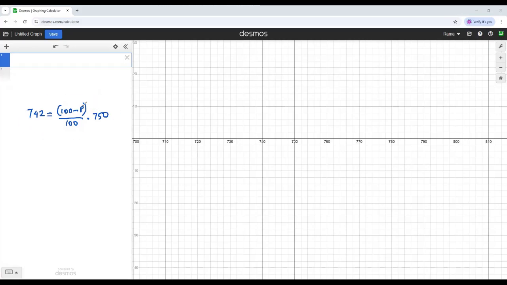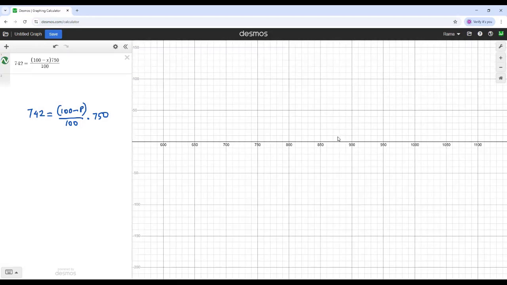In this equation, p is unknown. When I want to solve this kind of implicit equation using Desmos, at the place of the unknown I have to use either x or y, because Desmos will accept either x or y as the unknown. If I use x at the place of p, then I have to consider the x-intercept of the graph to get the solution. In case I use y at the place of p, I have to consider the y-intercept of the graph. Here I am going to use x at the place of p. Now let me give the equation as input: 742 equals (100 - x) times 750 divided by 100.